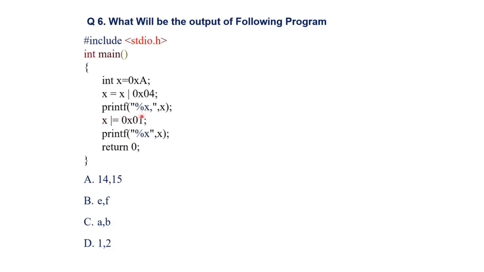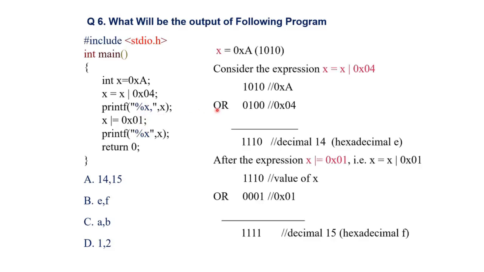In the last program, I used %d, which is used to print the value in decimal format. But here in this program, I have used the format specifier %x, which is used to print the value in hexadecimal format. So let us see what the output of this program will be. Here the value of x is 0xa. So the binary representation of this hexadecimal value is 1010.